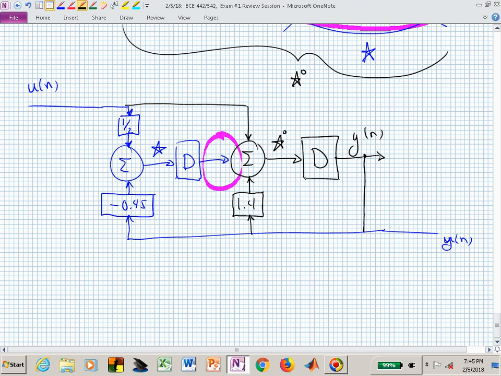All right, so here we have a block diagram. How do we find a state space representation?